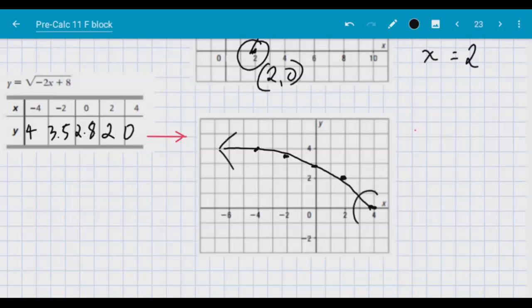So as you can see, the answer is given by the x-intercept. Therefore, to solve the equation, root of negative 2x plus 8 is equal to 0, the x-intercept occurs at x equals 4, and that is the answer. Okay, makes sense?